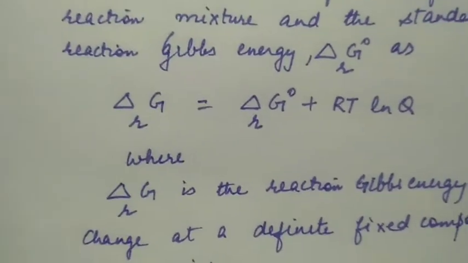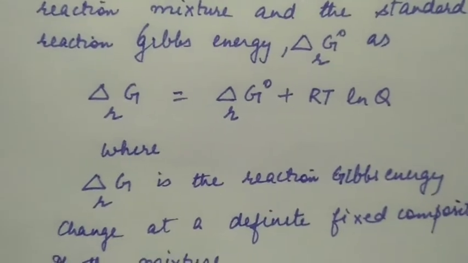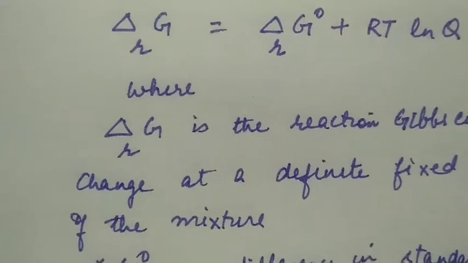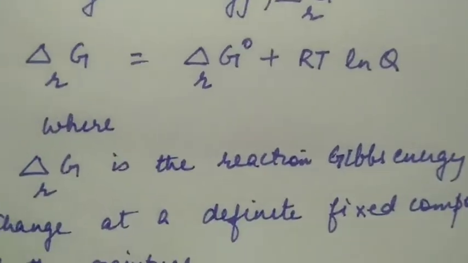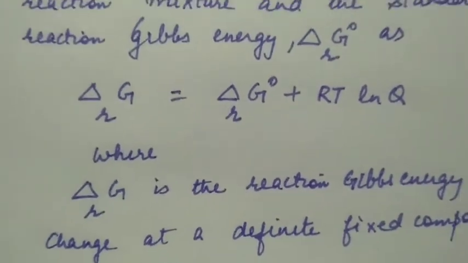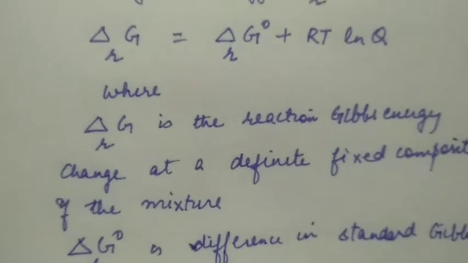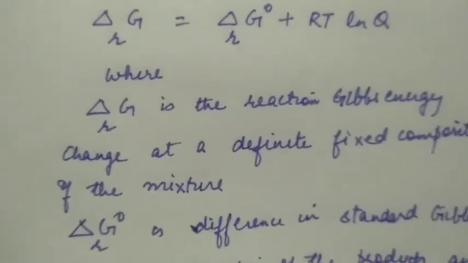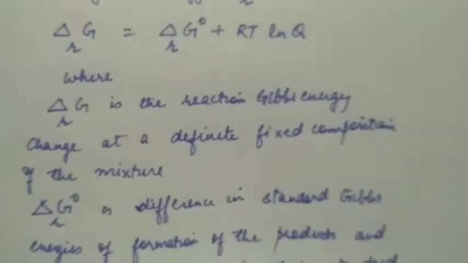If the species are gases, in that case the concentration will be expressed in partial pressures and the reaction quotient will be called QP. And if the reactants and products are not gases, their concentration can be expressed in moles per liter and the reaction quotient will be expressed as QC, C for concentration.